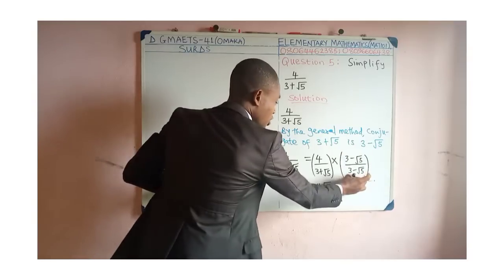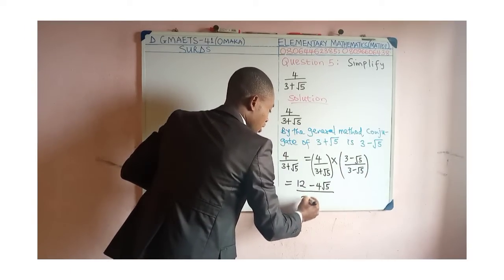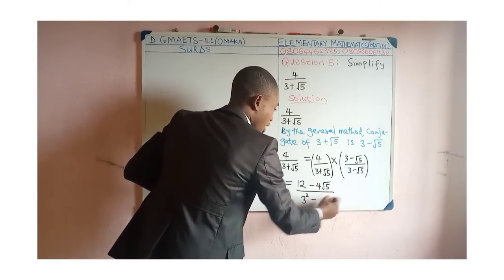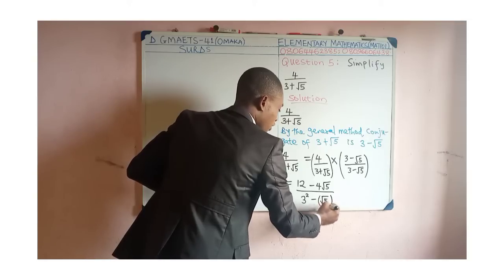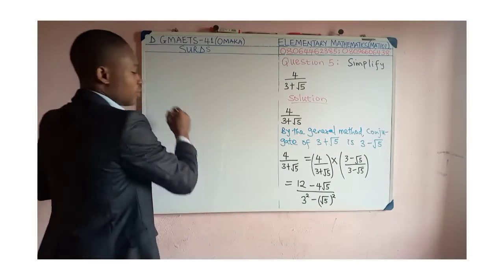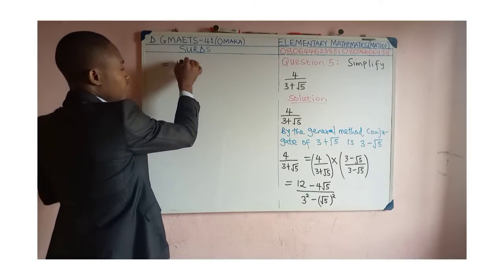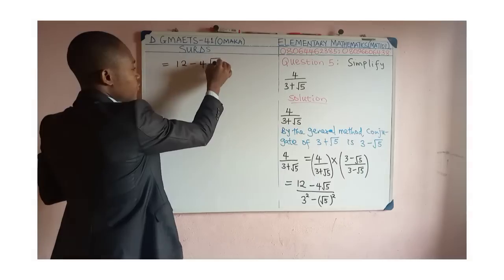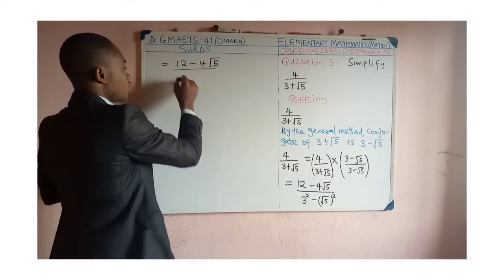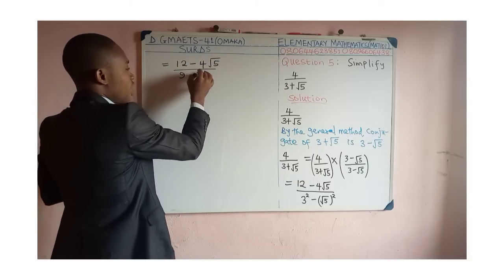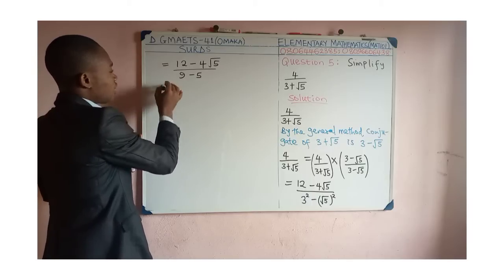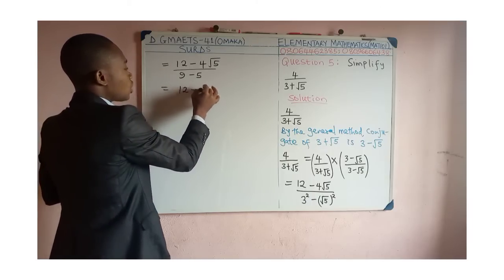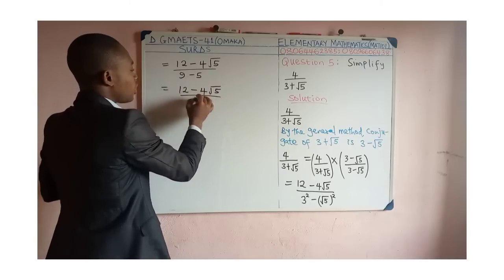Therefore, I will pick this part. I'll write 3, then I'll square 3, put my minus, come to this root 5, and then square it. Okay, so this is going to give us 12 minus 4 root 5 all over 9 minus 5. Therefore, we can still work this through: 12 minus 4 root 5, then over 4.